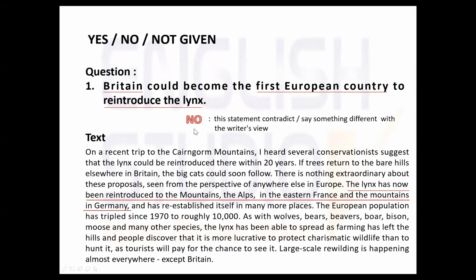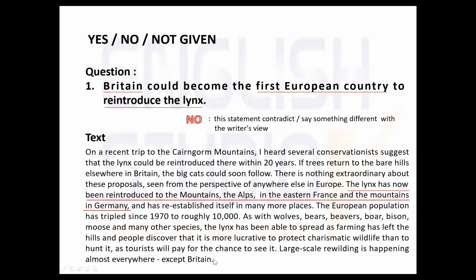The answer is no, because here, like Ms. Claudia said, the lynx has now been reintroduced to the mountains, the Alps in Eastern France and the mountains in Germany. So Britain is not the first European country. The first is here, the Alps in Eastern France. The first is France and then Germany.